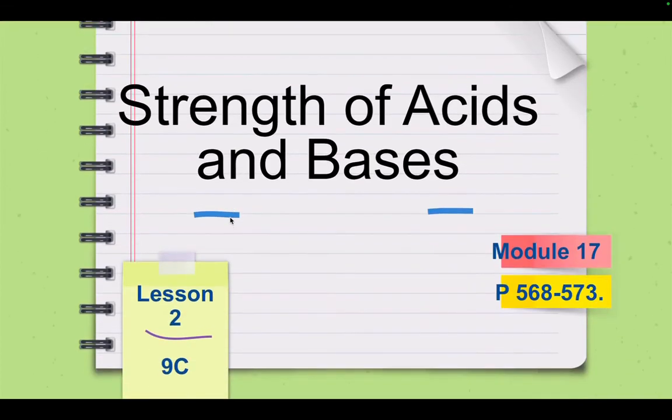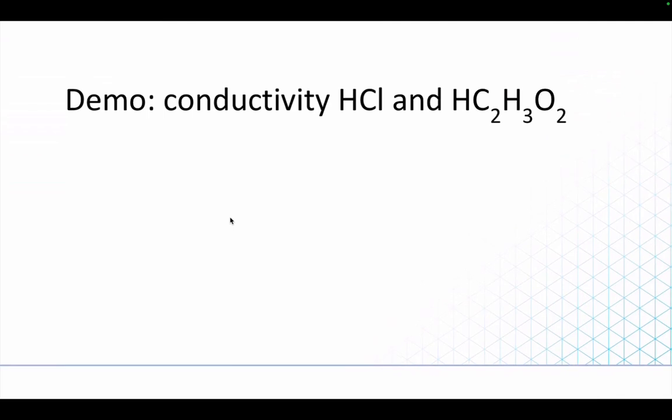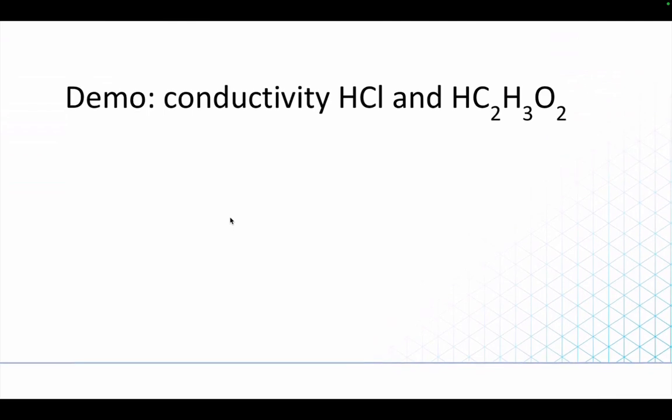This is really lesson 2 in module 17 that has to do with the strength of acids and bases. I'm not doing the demo right now, but some acids are strong and some are weak. This is acetic acid, which is what is in vinegar. We can use that in our salad dressings and things, and it doesn't hurt us, whereas a strong acid like hydrochloric, we definitely wouldn't do that with.